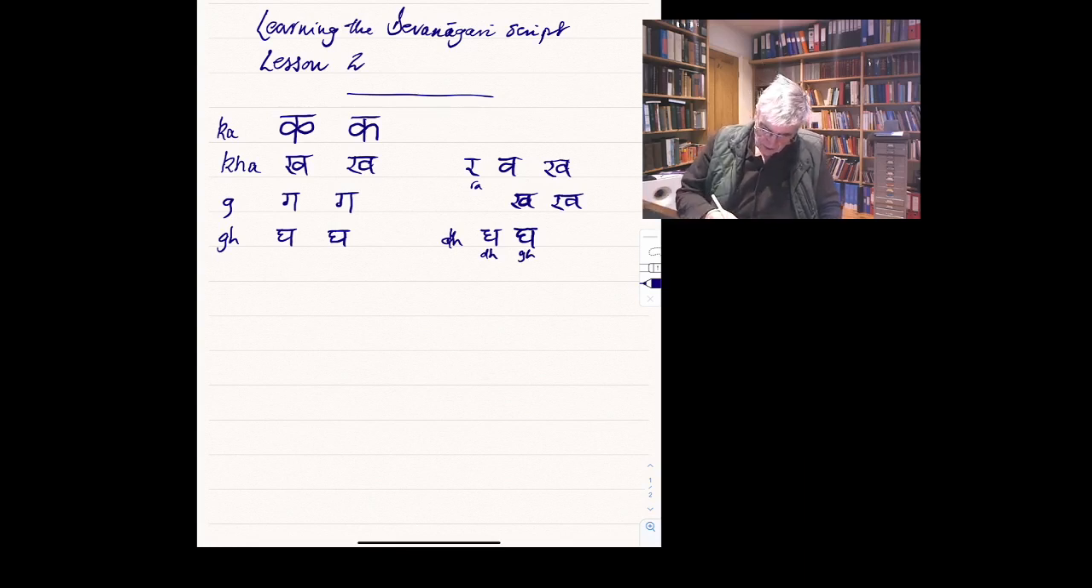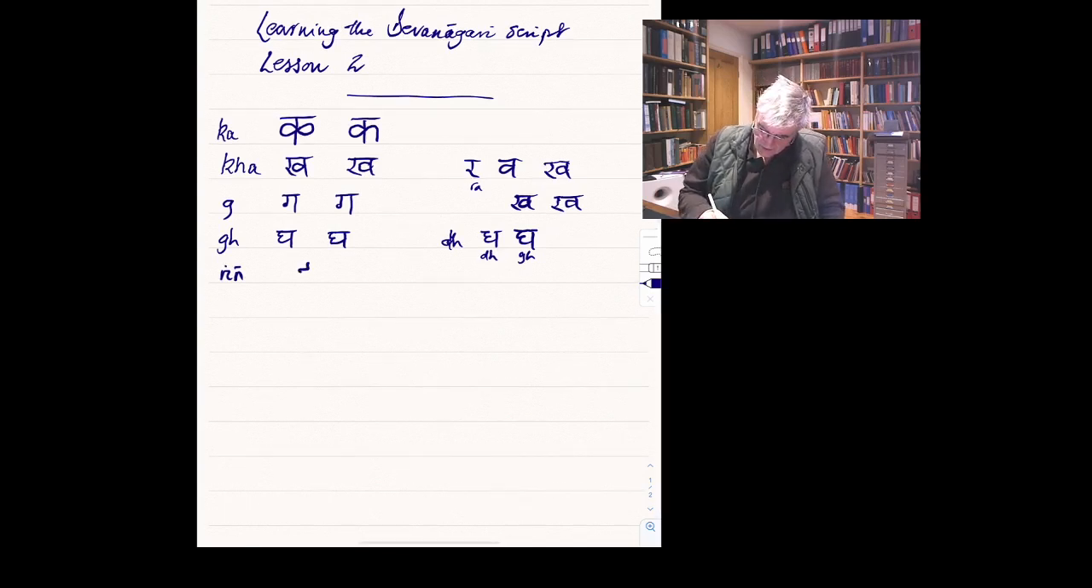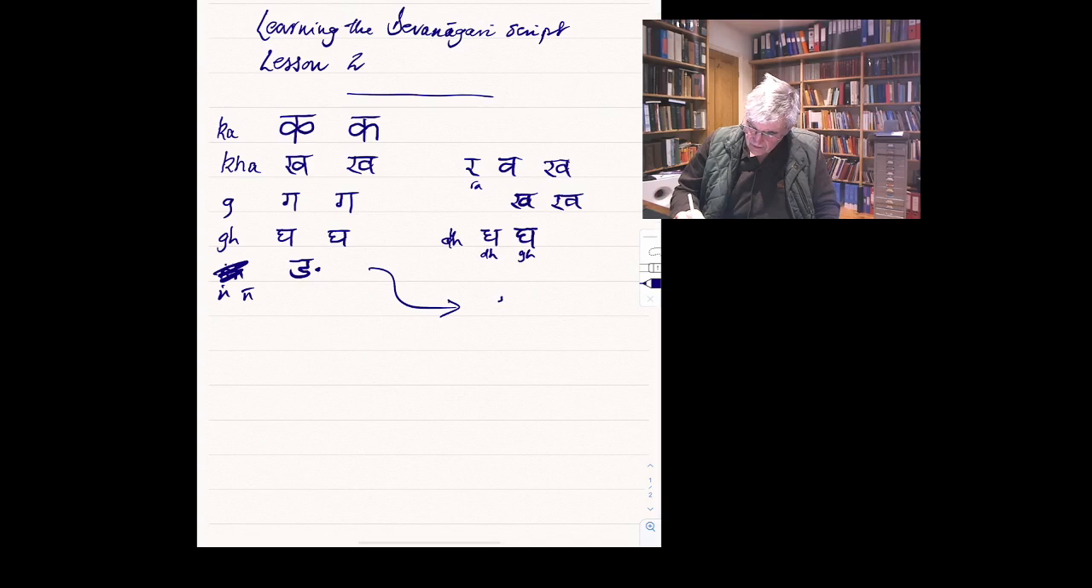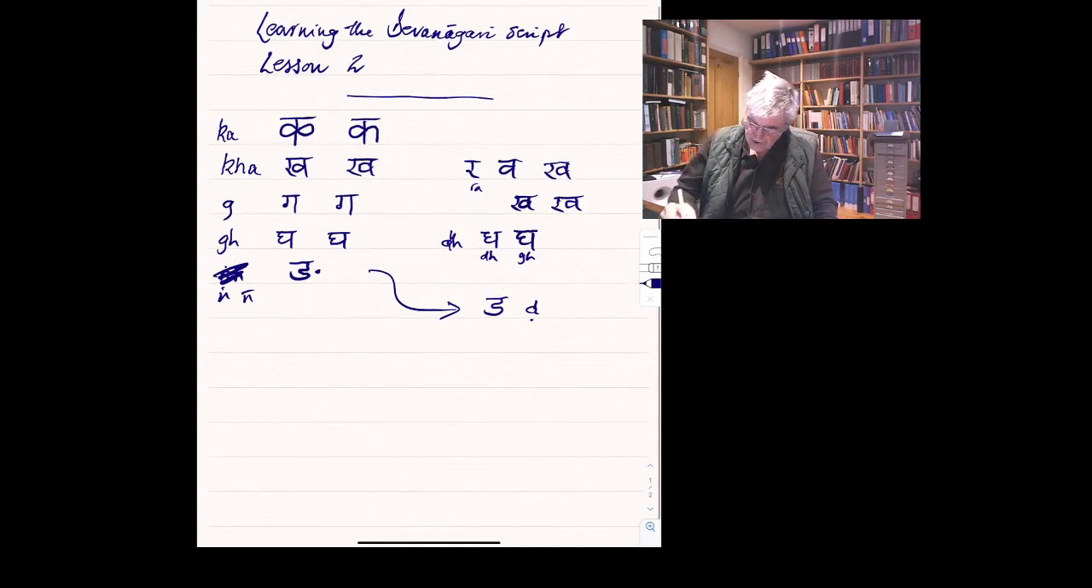And finally, the nasal, the ng sound, which we can write that or that, doesn't matter how you pronounce it, how you write it rather. It's written like that. Now again, caution. This ng sound letter looks a bit like the retroflex d. They look exactly the same, apart from the fact that the ng has this dot to the right of it, whereas the d doesn't. So this is ng.